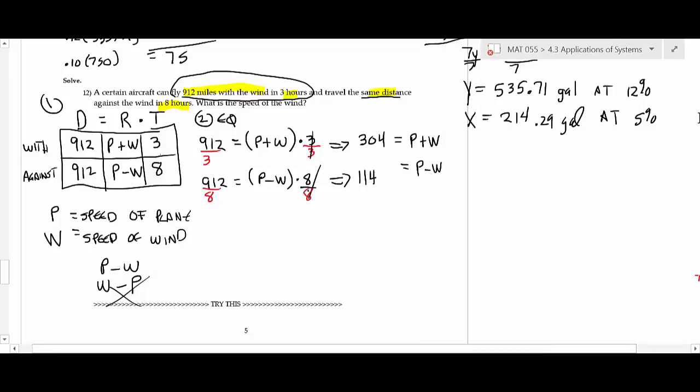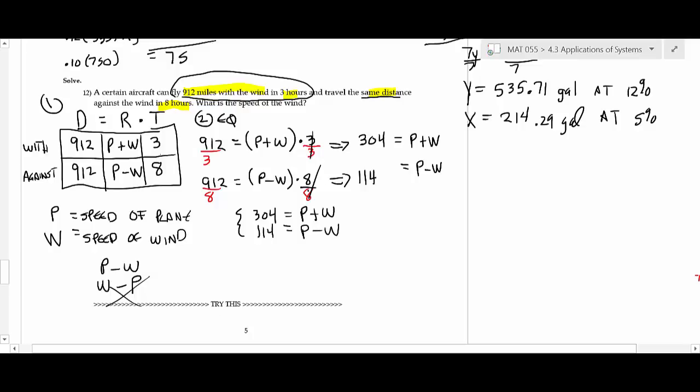Once you build that chart, the equations are staring you in the face. This equals this times this, because distance is rate times time. That's the formula that relates distance, rate, and time. So now we're going to solve the system of equations. Our system is 304, it doesn't matter what side you put stuff on, is equal to P plus W, and 114 is equal to P minus W.